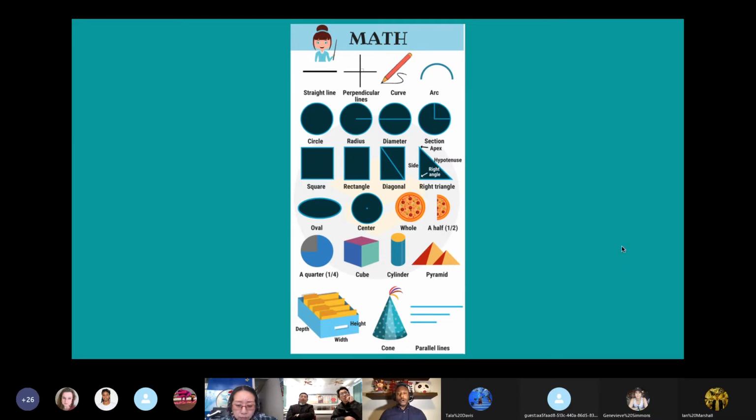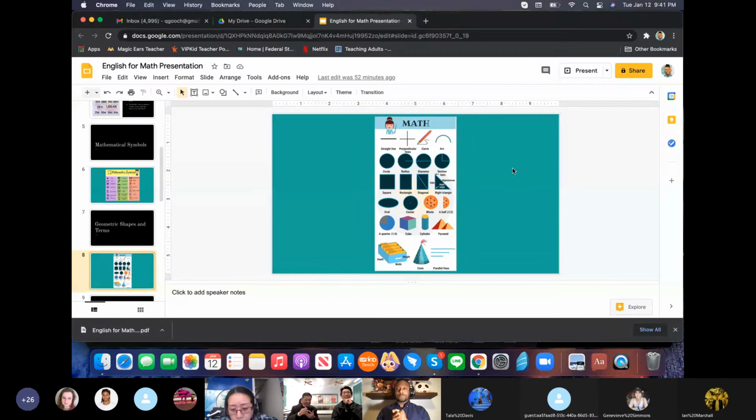And then we have our cone and parallel lines. So we've learned three different types of lines that we have: a regular straight line, our perpendicular lines, and then our parallel lines. The three different types of lines that we have here. All right, I will stop here for any questions, comments, concerns. All right. Very good, everyone.